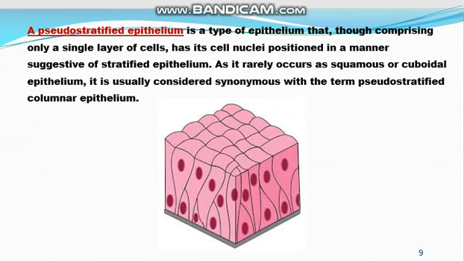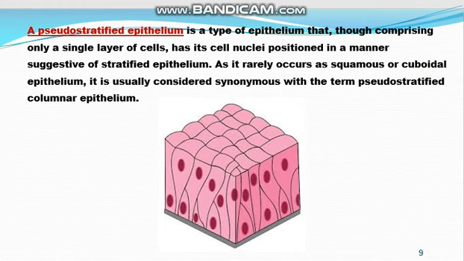So this is a type of simple epithelium, but it is known as pseudostratified epithelium because though it is a single layer of cells, because it is simple epithelium, it is known as pseudostratified because the nuclei of its cells are positioned in such a manner, they are present at different positions in all the cells, and they look like a multi-layered epithelium. So that is why it is known as pseudostratified epithelium. And in this pseudostratified epithelium, the cells are rarely squamous or cuboidal. So we can say that this is the pseudostratified columnar epithelium. So these are the different types of the simple epithelium.